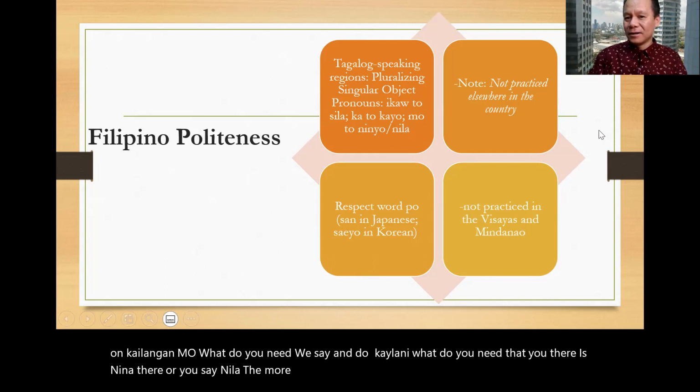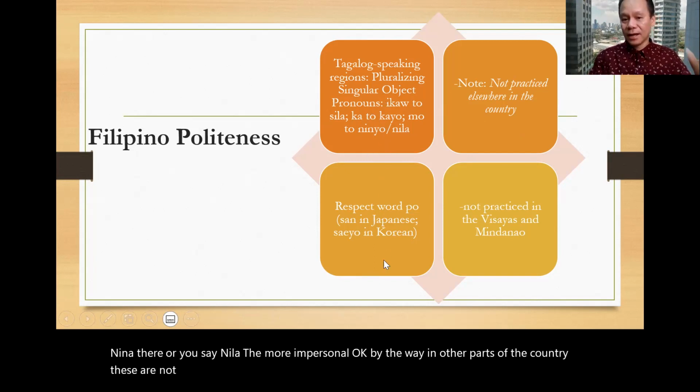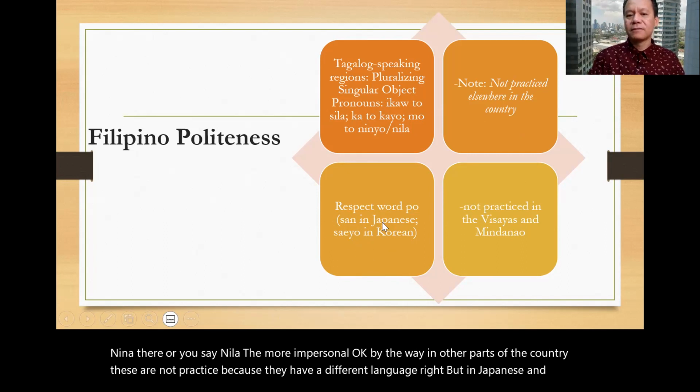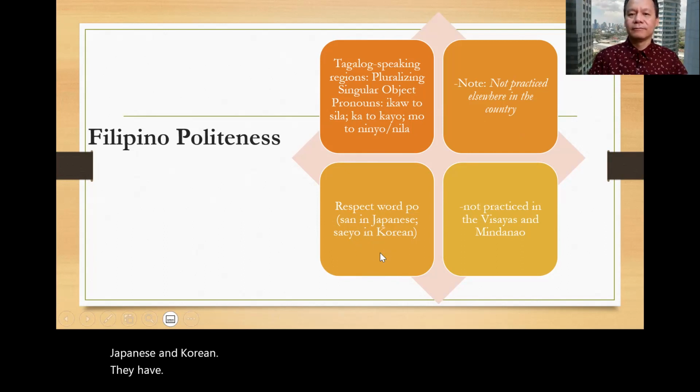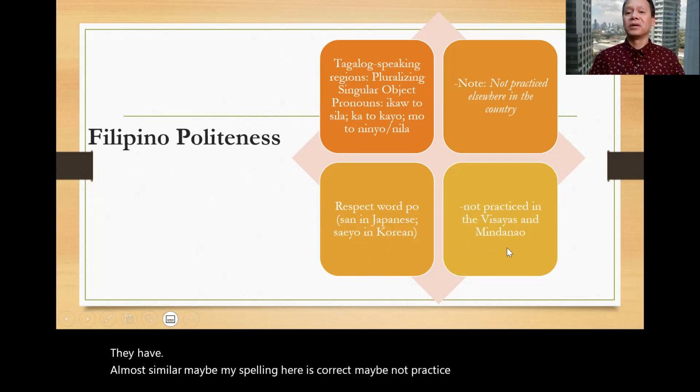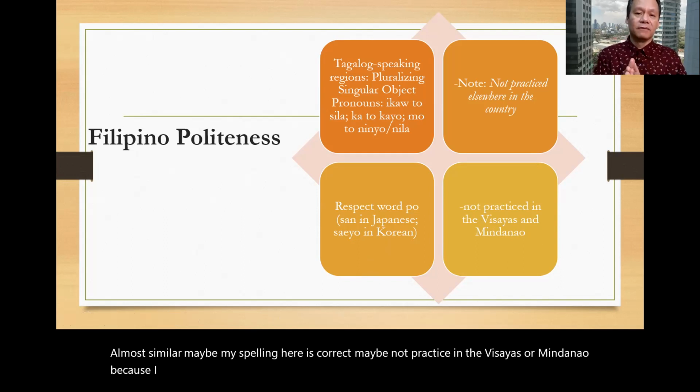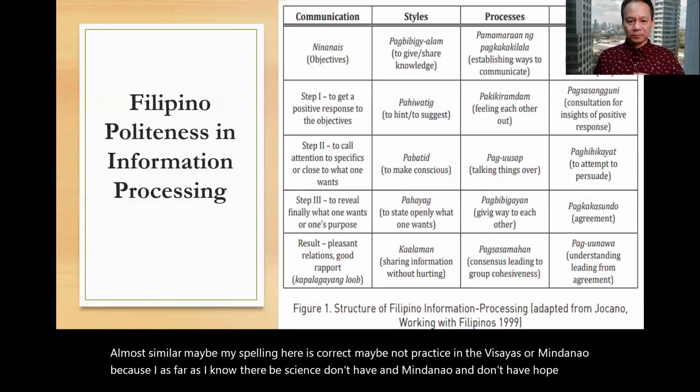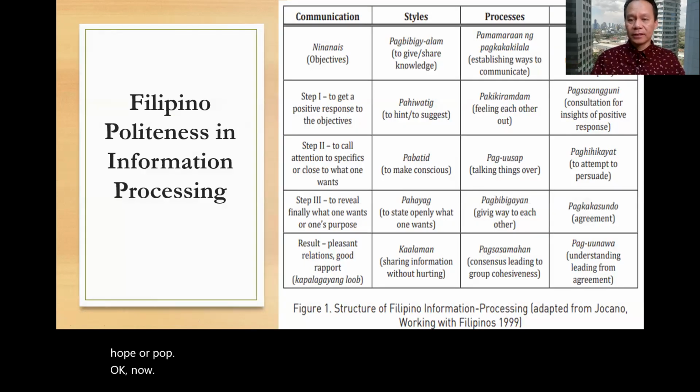Okay? By the way, in other parts of the country, these are not practiced because they have a different language, right? But in Japanese and Korean, they have almost similar. Maybe my spelling here is correct. Maybe not practiced in the Visayas or Mindanao, because as far as I know, the Visayans and Mindanaoans don't have ho or po. Okay. Now, what about politeness at the workplace?